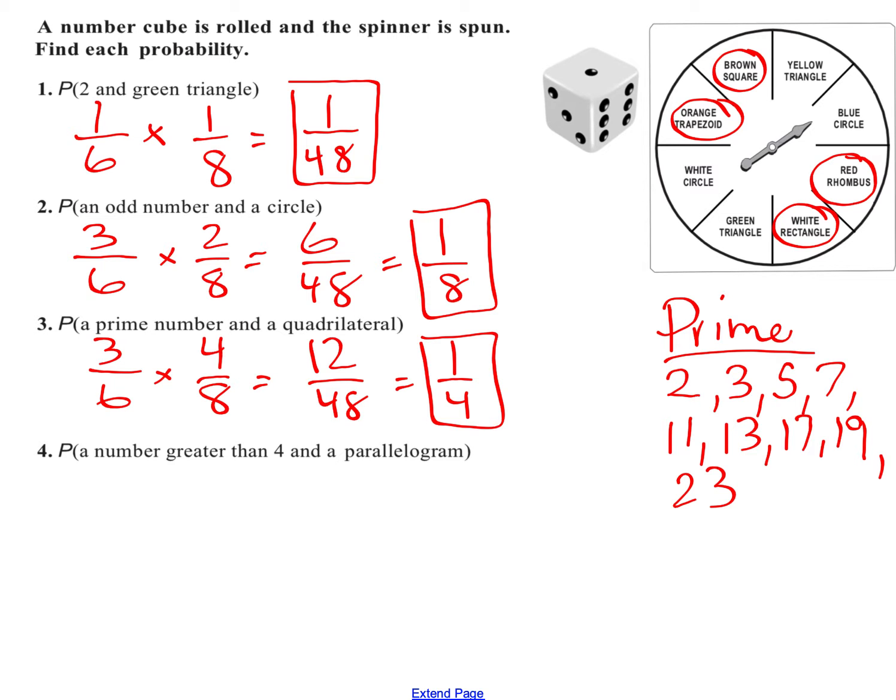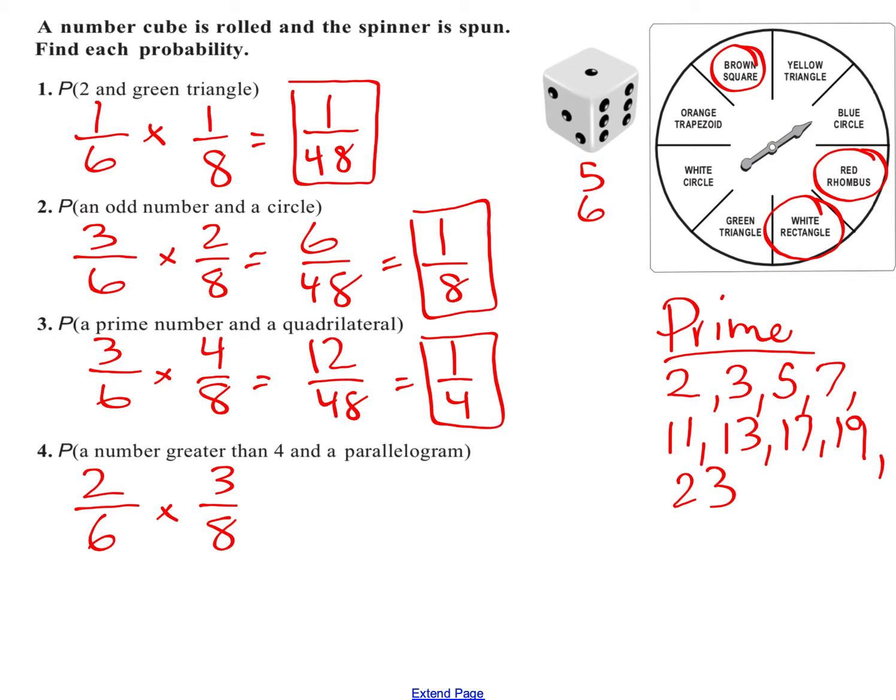Number 4, a number greater than 4 and a parallelogram. Okay, on the die, the numbers greater than 4 are just 5 and 6. There are 2 of them out of 6. A parallelogram, okay, a square is a type of parallelogram, and a rhombus is a type of parallelogram, so is a rectangle. A trapezoid is not a parallelogram. So there are 3 out of the 8. 2 times 3, this is 6 out of 48, which does reduce to 1/8. So the probability is 1/8.